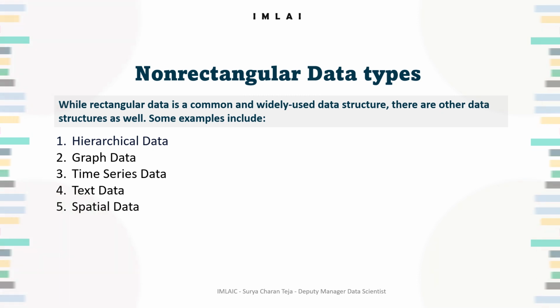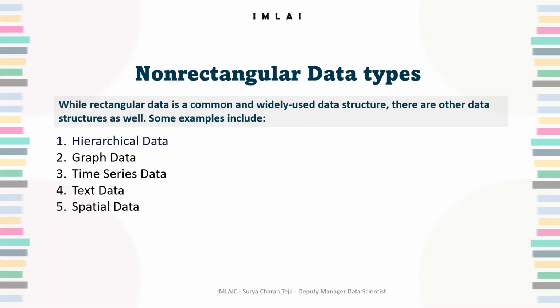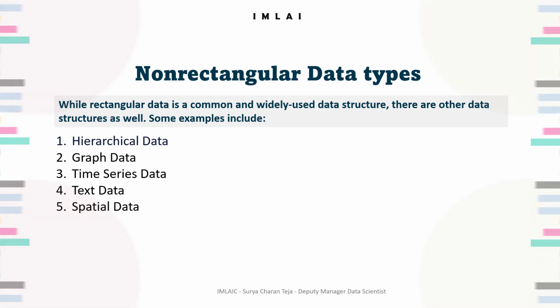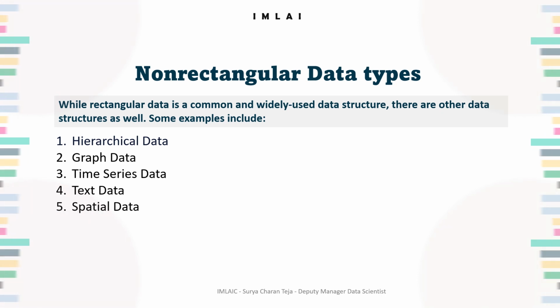In addition to that, we also have text data. Text data is data composed of natural language text, often in unstructured or semi-structured formats such as emails. Then we have hierarchical data. Hierarchical data is organized into a tree-like structure where each level represents a category or grouping. Examples include family trees or GitHub.